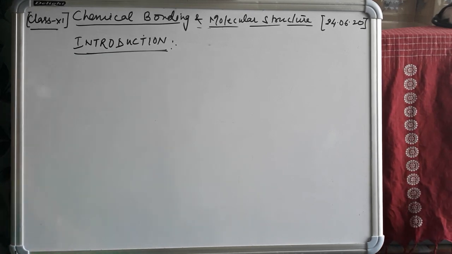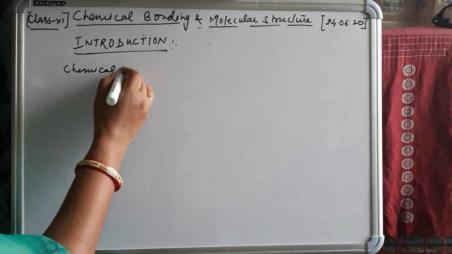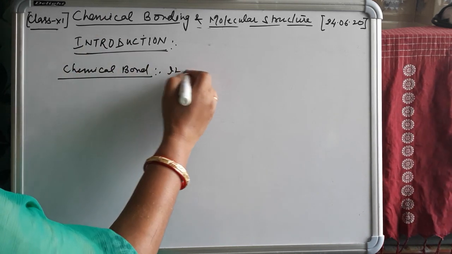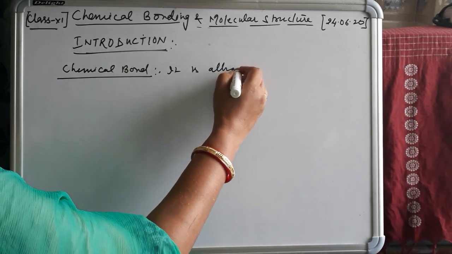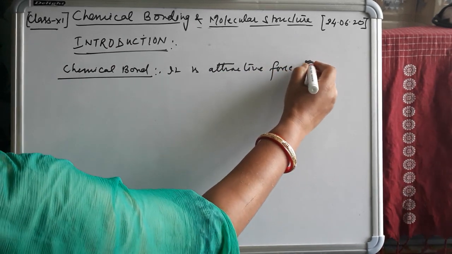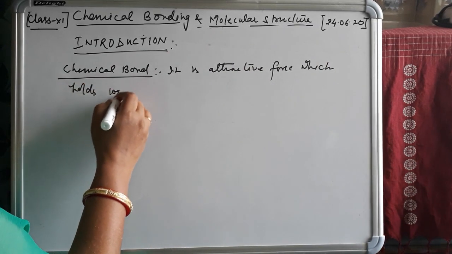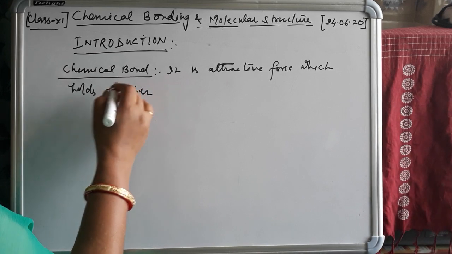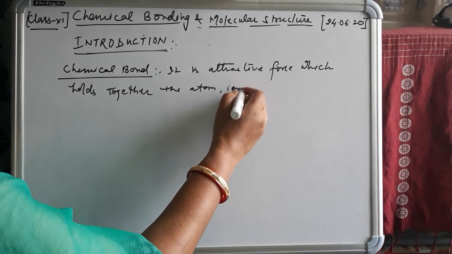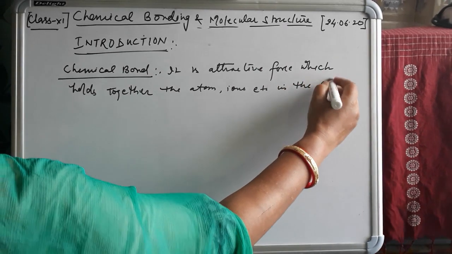What is chemical bonding? Students, it is the attractive force which holds together the atoms, ions, etc. in chemical species.